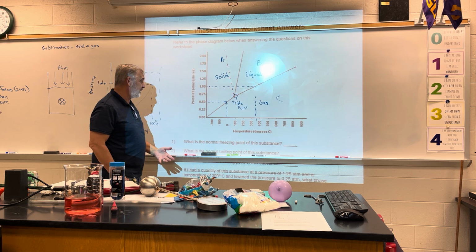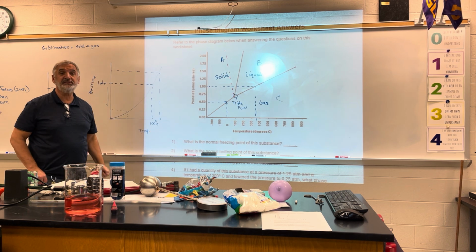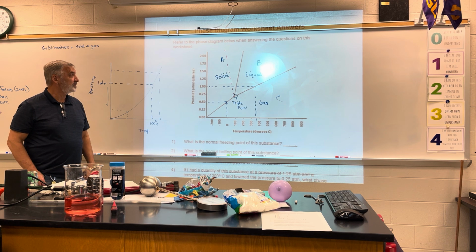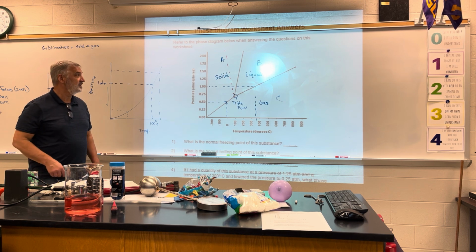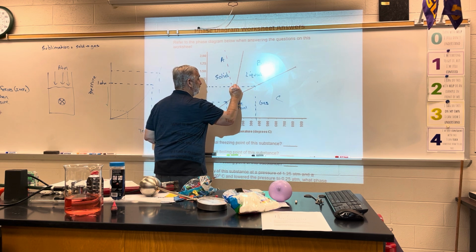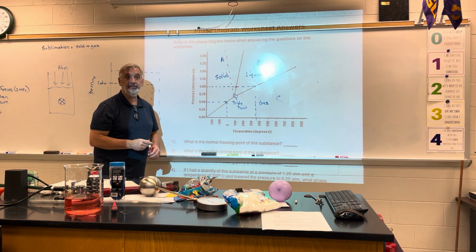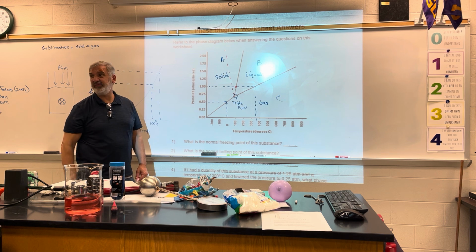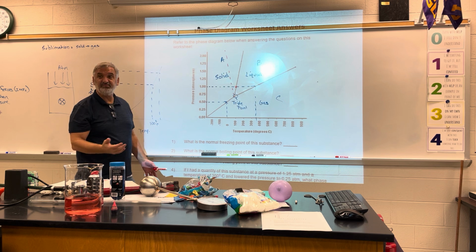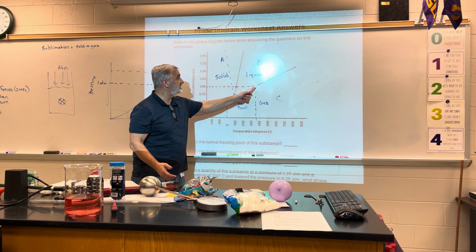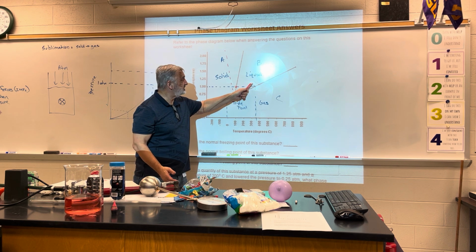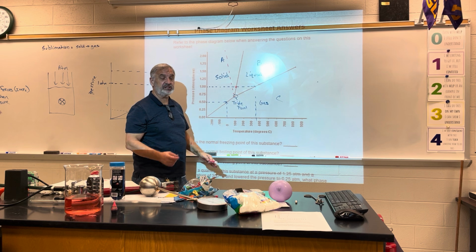All right, so let's look at some of the questions. What is the normal freezing point of this substance? The freezing point. Okay, and freezing means it's going from what state to what state? Liquid to solid. Okay, so we're going to talk about that point right there. So you go straight down. Most of y'all said right about 100, right? Okay, what's the normal boiling point then? About 350. Okay, it's where it crosses that line. That's where it's going to be an equilibrium between the two states.